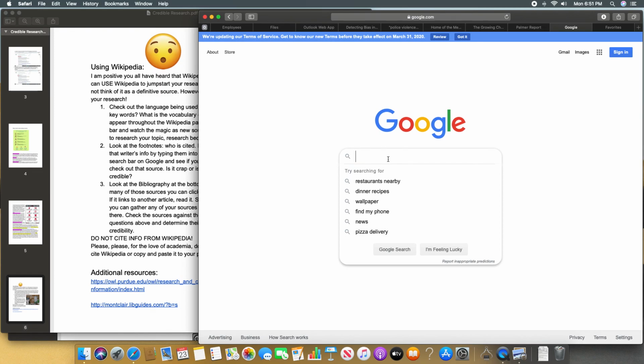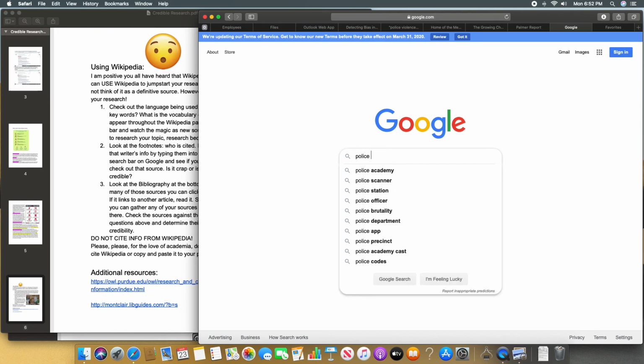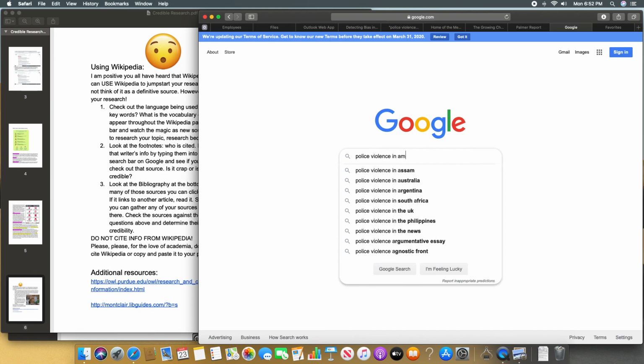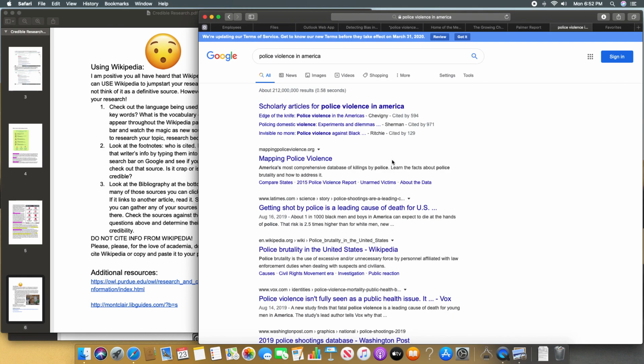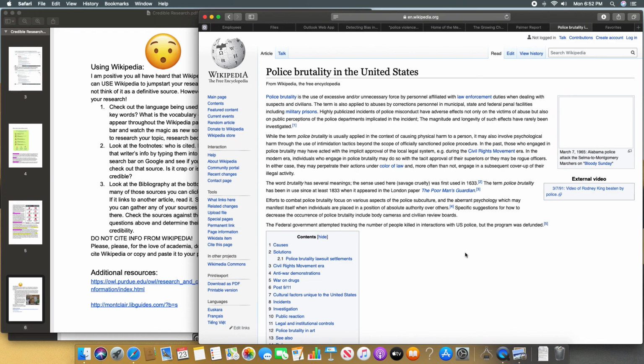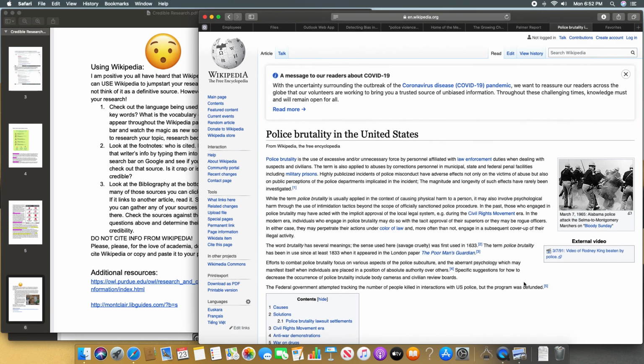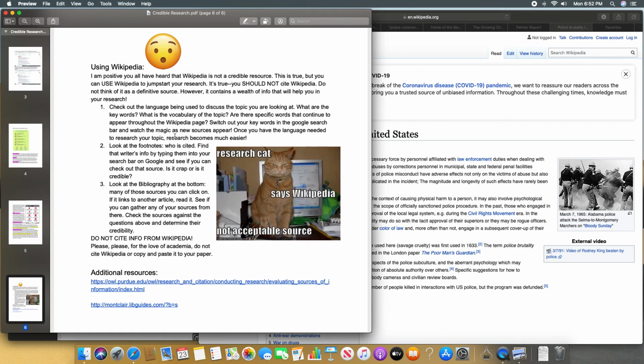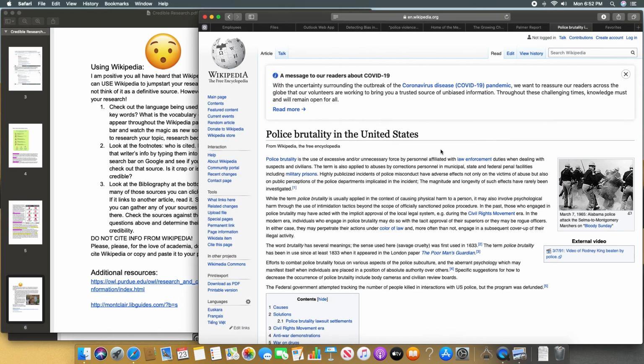So let's stick with police violence in America for now, just because that's what we were doing before. I'm going to go to the Wikipedia page, all right? So, first thing that we can get from Wikipedia: the language that's being used to discuss the topic. What are the key words? What is the vocabulary associated? What are the specific words that continue to pop up? Police brutality.